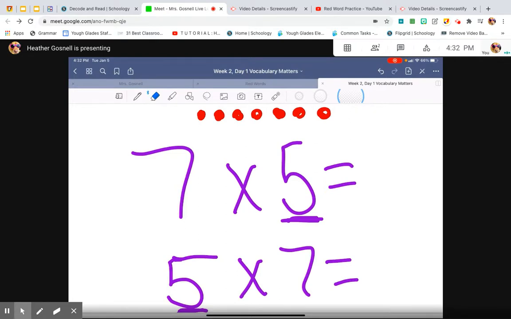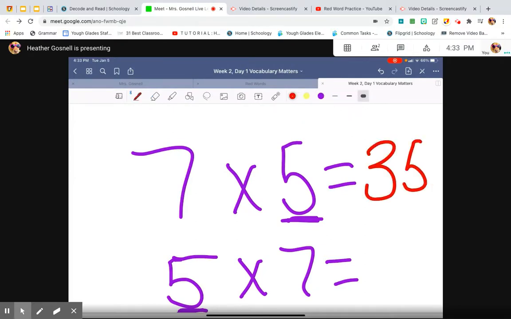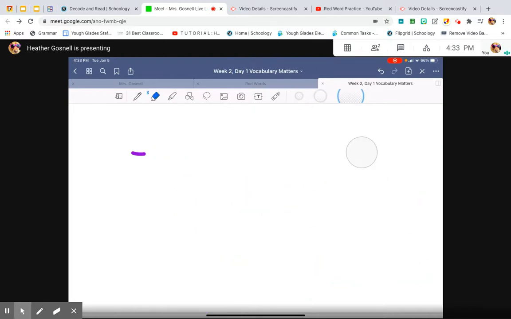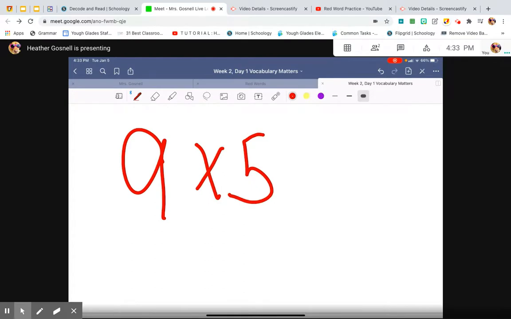So 5, 10, 15, 20, 25, 30, 35. The answer is 35. I know 7 times 5 is 35. I also know 5 times 7 is 35. This is true for any number times 5. Let's do 9 times 5. We know 9 times 5. What other fact do we know? You've got it. 5 times 9.